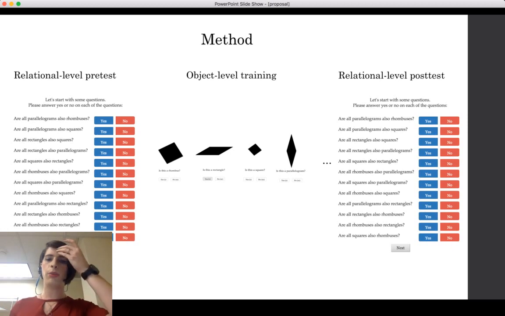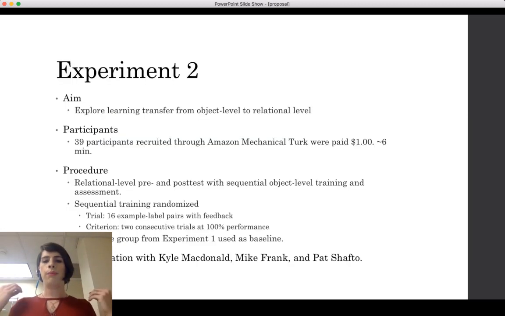So the criterion was if they correctly labeled all 16 example label pairs for 2 consecutive trials. So this was a fairly strict criterion. They were given 15 total trials, and what I did was use the results from experiment 1 as a baseline for what we would expect if there was no learning at the object level.